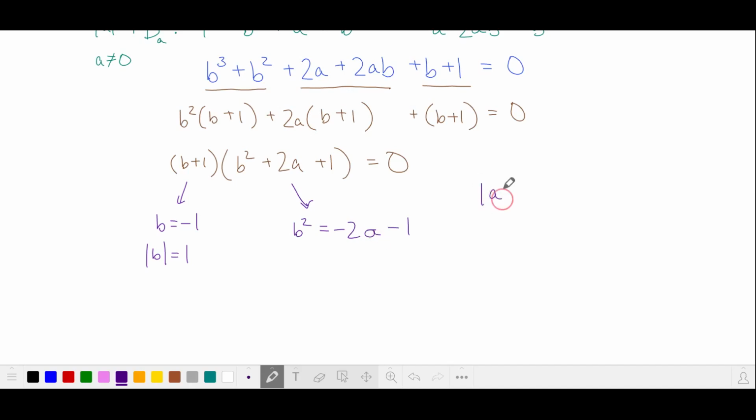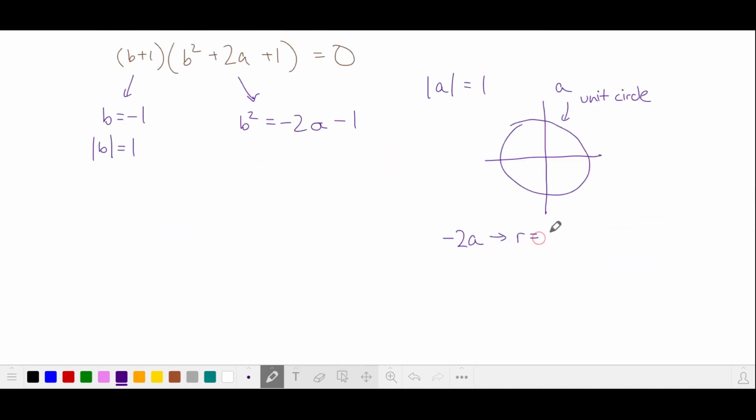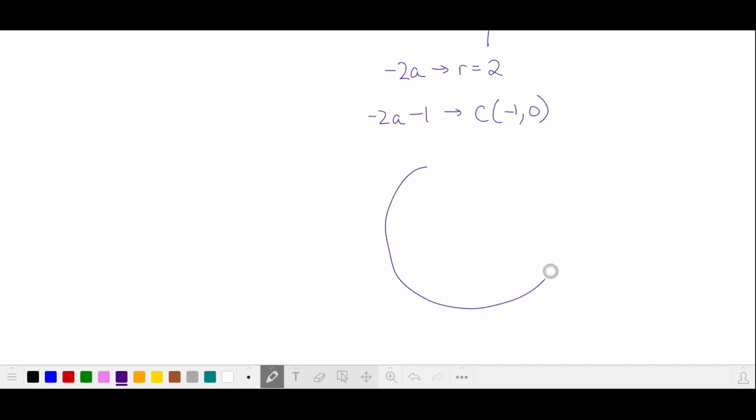From the problem statement, a is a complex number with a magnitude of 1. This puts a on the unit circle. Negative 2a has a radius of 2, and negative 2a minus 1 shifts this circle to the left by 1 unit. When we draw this circle, it looks like this. So we're trying to find the maximum and minimum values of b when it's on this circle of radius 2.